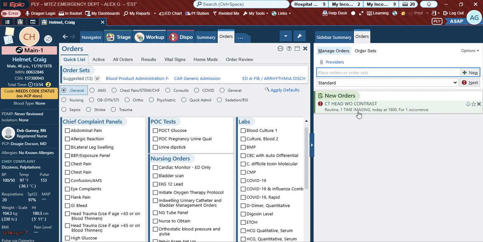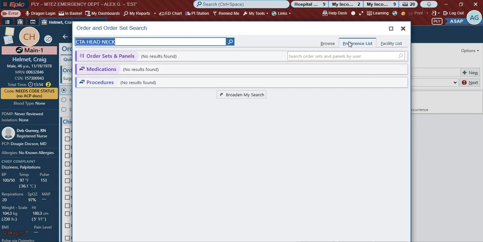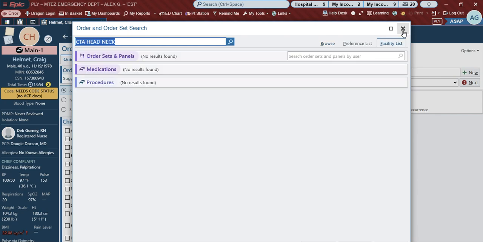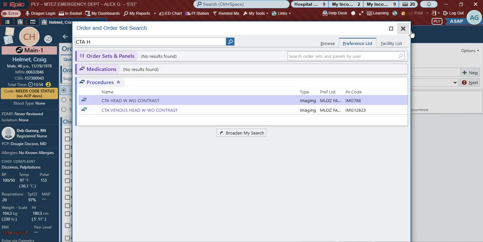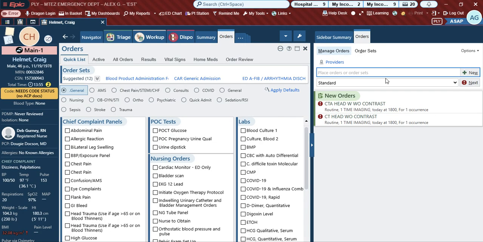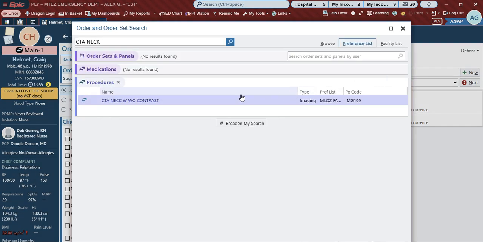So if we have the CT of the head and it's negative for a bleed, but he's still having neurologic deficits, I want to look at the integrity of the blood vessels going up to the brain. So I will be doing a CTA of the head and neck, if it lets me. And CTA of the neck.